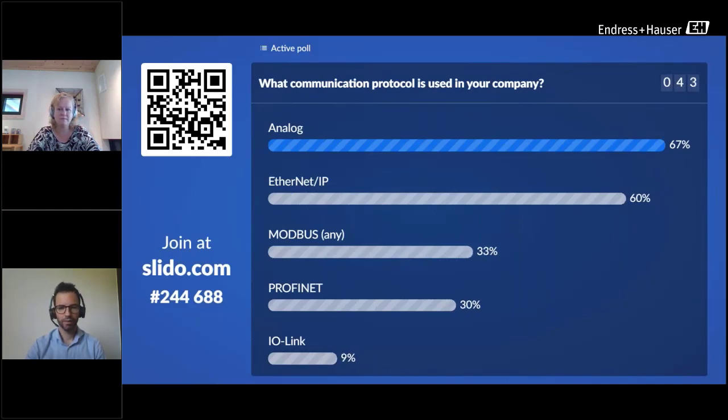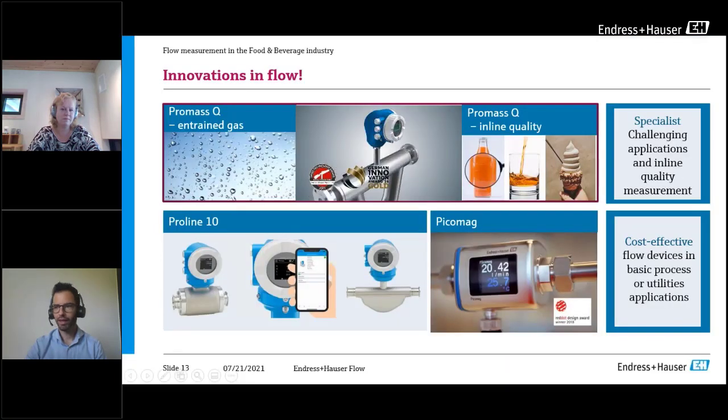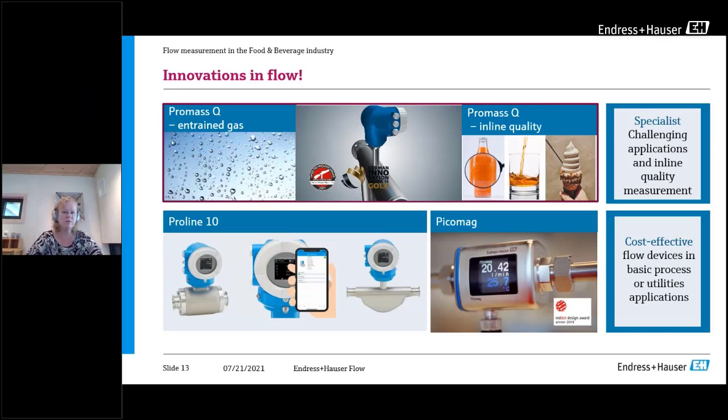I think this gives us already quite a good overview, and I would like to hand over again to Hege to continue with some interesting information about more challenging applications with our Promac Q. Yes, thanks, Ron. So we will now go into some more specific topics, as mentioned in the beginning, starting with a little bit more advanced type of applications around the Promac Q. As I mentioned, two main areas are more challenging applications with entrained gas, or where inline quality measurement like concentration is required on beverages, alcohol measurement, or quality measurement of ice cream.